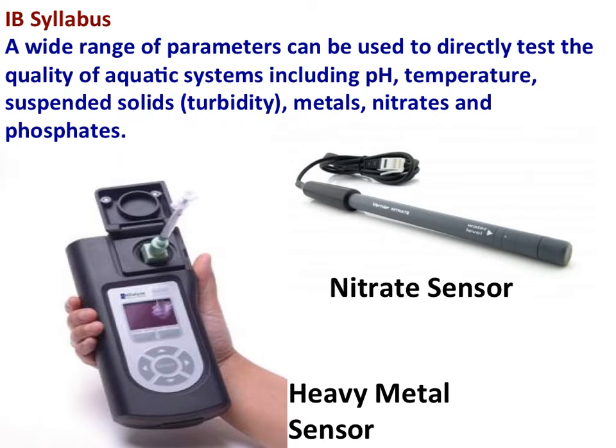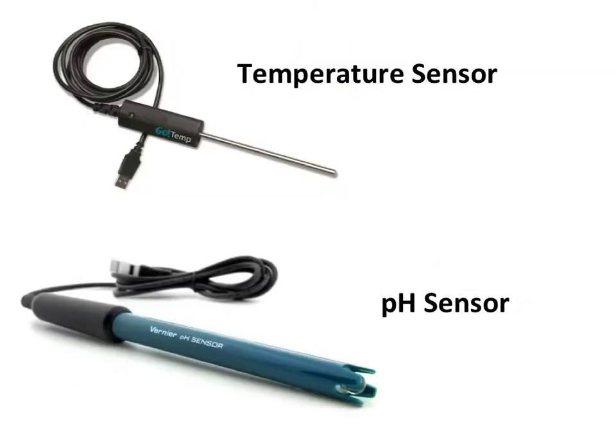In this image, you can see a nitrate sensor and a heavy metal sensor. Both nitrates and heavy metals are inorganic pollutants. The temperature sensor can be used to assess thermal pollution. The pH sensor could detect industrial discharge into a river, fresh water pollution.